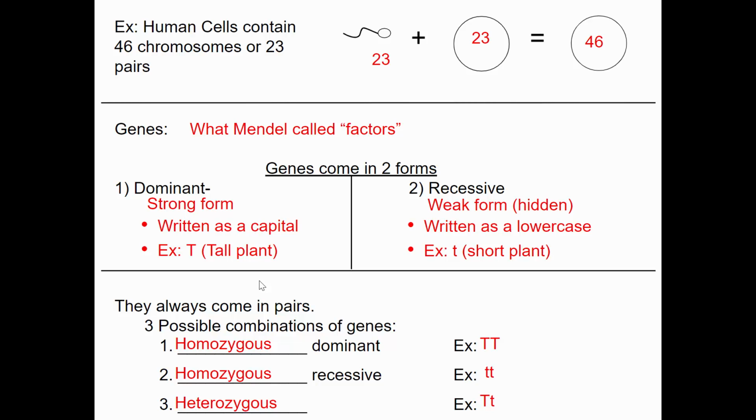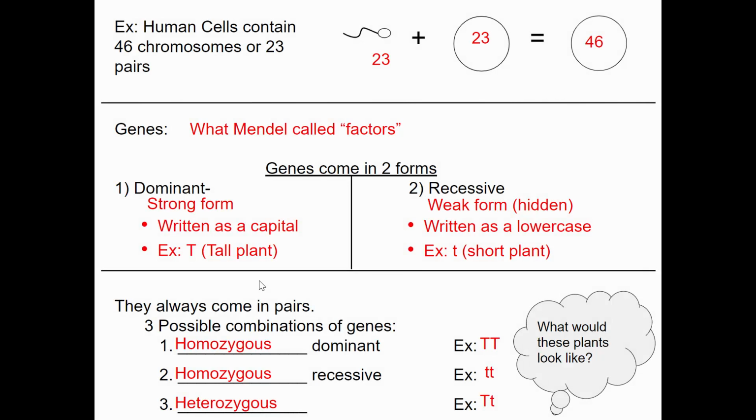Are we just using that as a... Yes, because we're referring to tallness, so we use T's. If we were referring to the color of the flowers, we might say purple flowers would be a P. Or if we're talking about wrinkled seeds, we would use the W. So we could pick the letters we want to use.